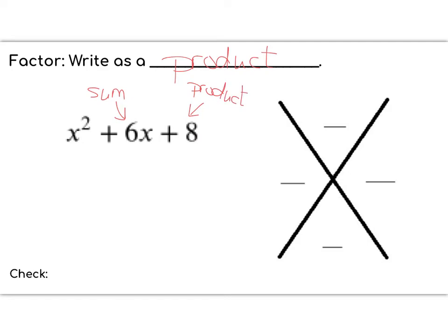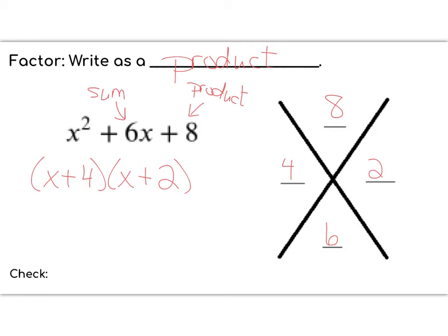So we're going to use our x game, and we are going to write the product at the top and the sum at the bottom, and we're going to find two numbers whose product is 8 and sum is 6. Well, I believe that gives us 4 and 2, right? 4 times 2 is 8, 4 plus 2 is 6. So what we're going to do is write this as x plus 4 times x plus 2. So this trinomial factors into the product x plus 4 times x plus 2.